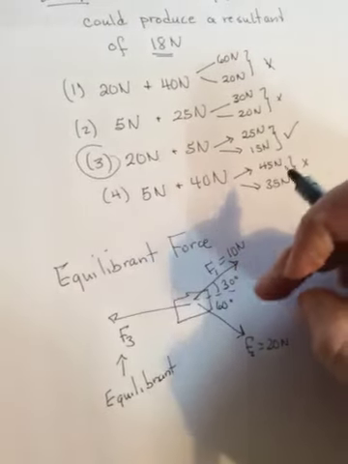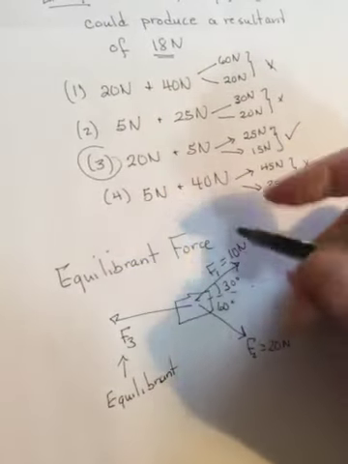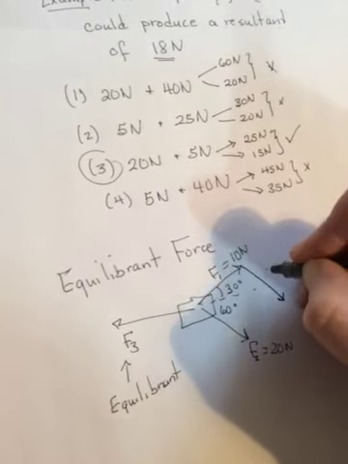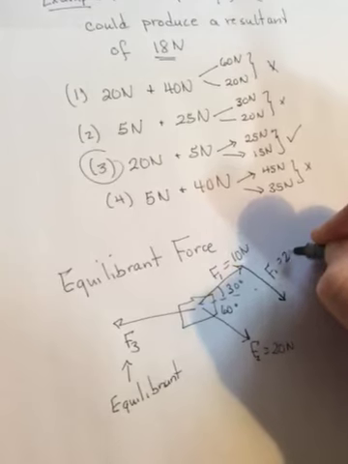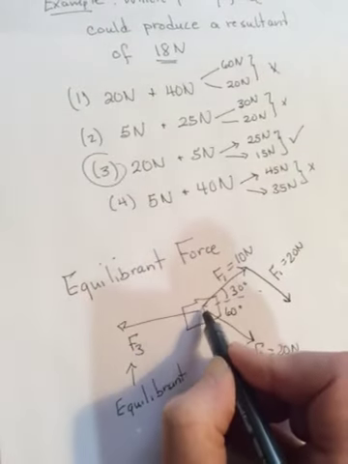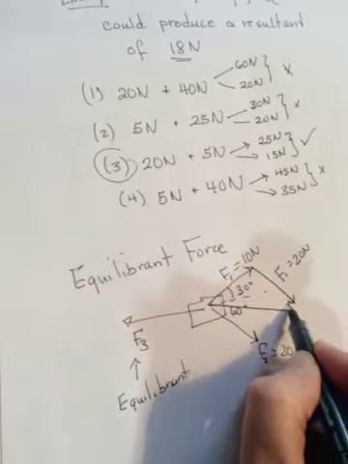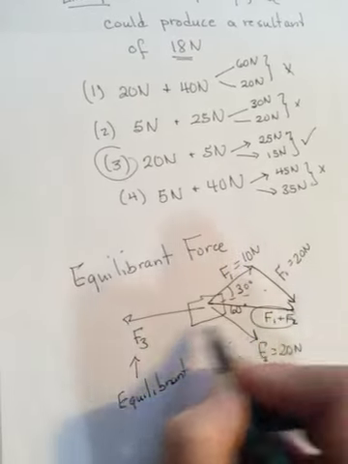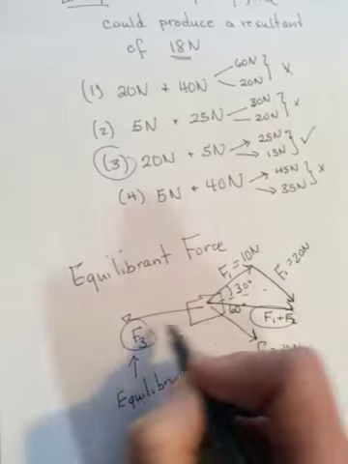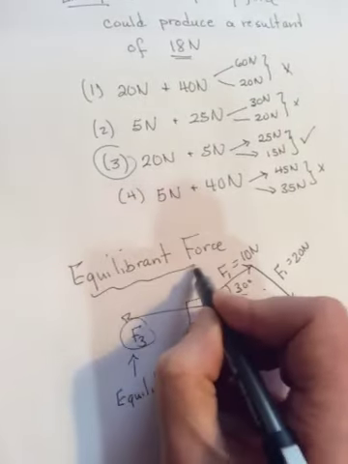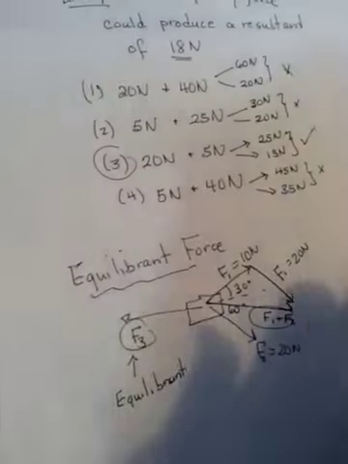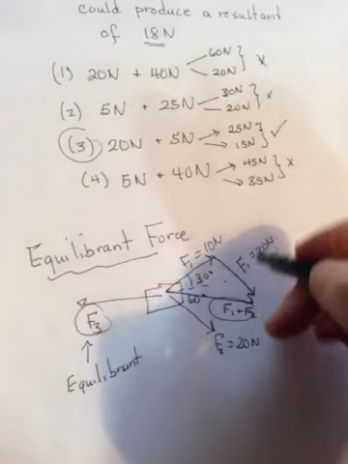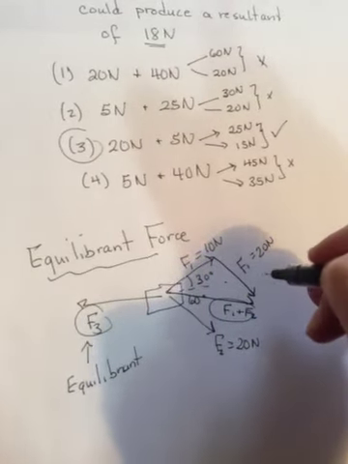So we could add F1 and F2. I could pick up F2 and draw it so that it's head to tail with F1. And I could even do it to scale if I want. And then I could draw in my resultant. This would be F1 plus F2. And I could find it. And then F3 would have to be equal to it, but in the opposite direction. And so that's the definition of equilibriant force.